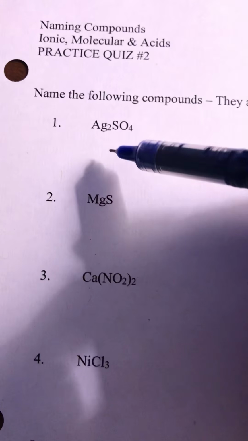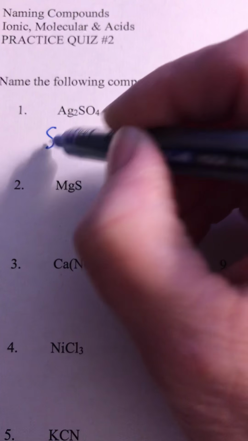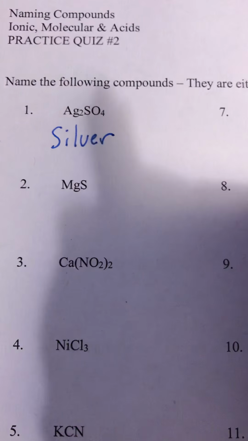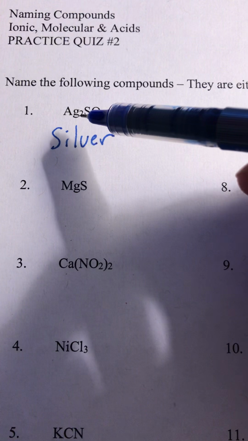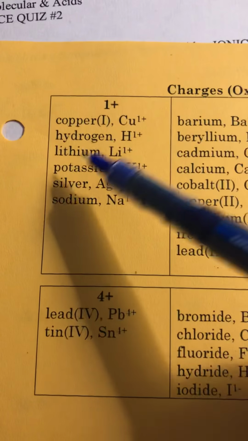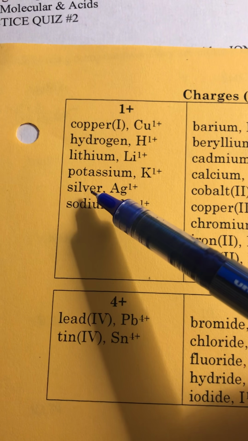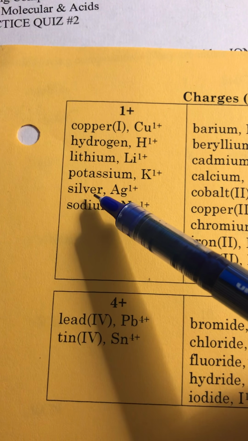Okay, so you see that the first one is silver, right? So now we have to ask ourselves, can silver have more than one charge? And if you come back to this piece of paper here, you'll see my silver does not have a Roman numeral after it. Silver is one of the transition metals that is always a distinct charge. It's always going to be a +1.